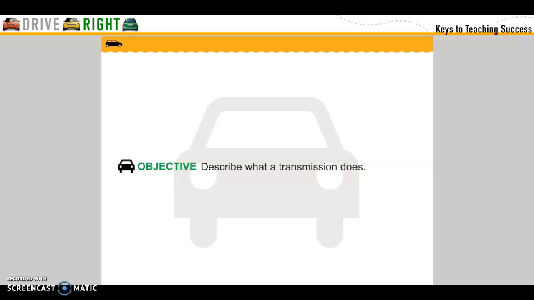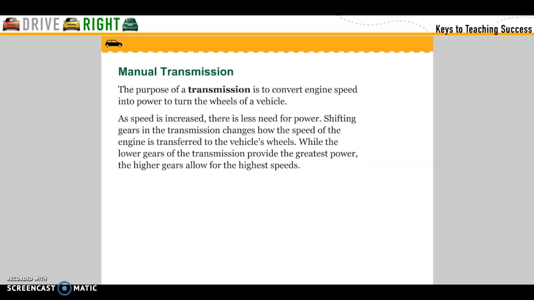Objective. Describe what a transmission does. Transmission, manual transmission. The purpose of a transmission is to convert engine speed into power to turn the wheels of the vehicle. As speed is increased, there is less need for power. Shifting gears in the transmission changes how the speed of the engine is transferred to the vehicle's wheels. While the lower gears of the transmission provide the greater power, the higher gears allow the highest speed.